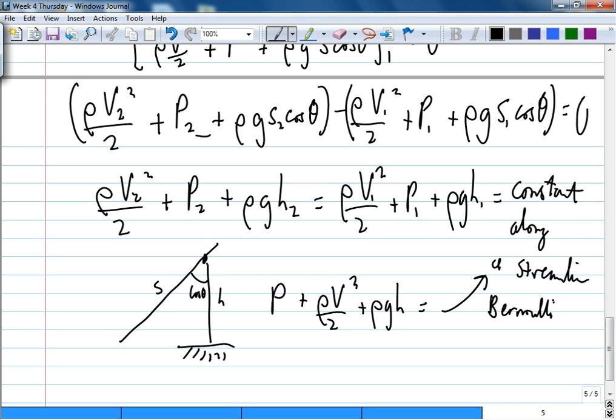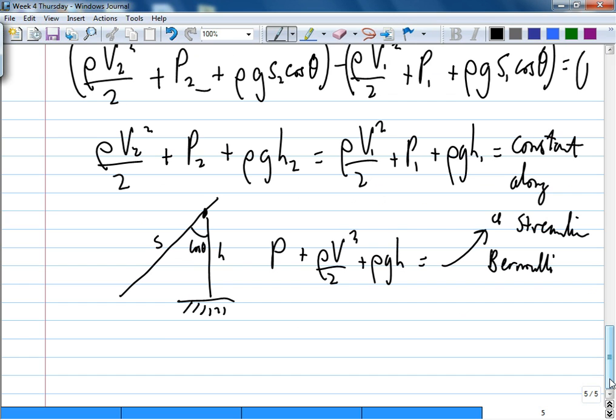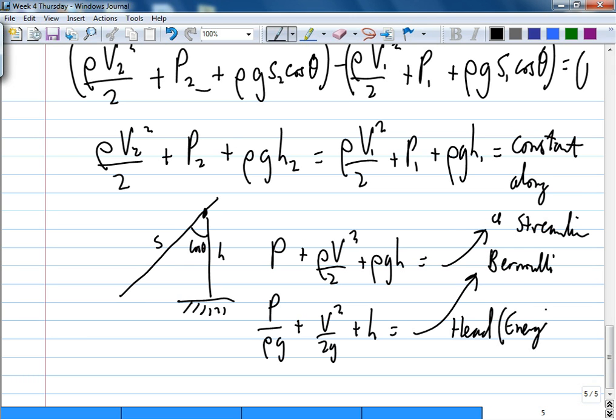But sometimes you like to write it in terms of head, if I divide through by rho g. P over rho g, plus V squared over 2g, plus h equals a constant along a streamline. This is the head equation, or energy head.